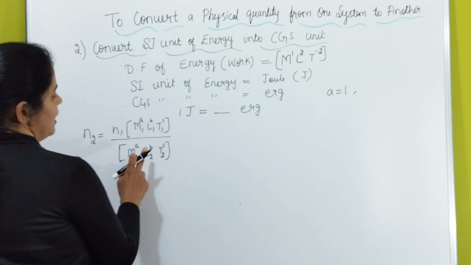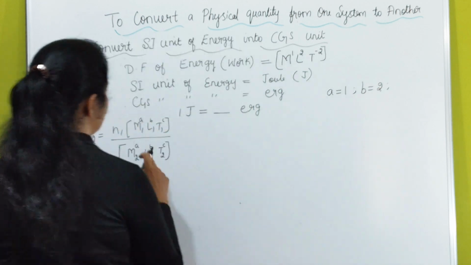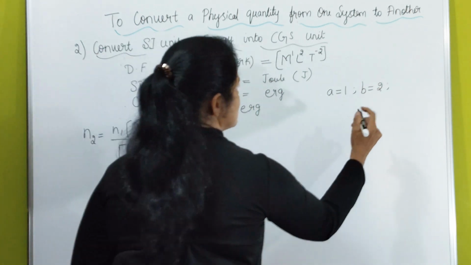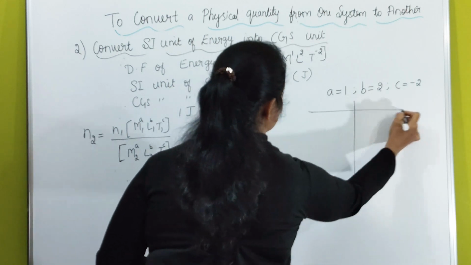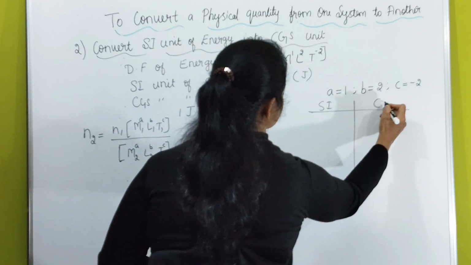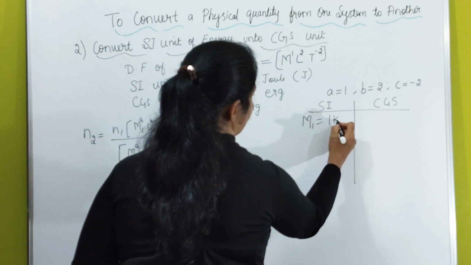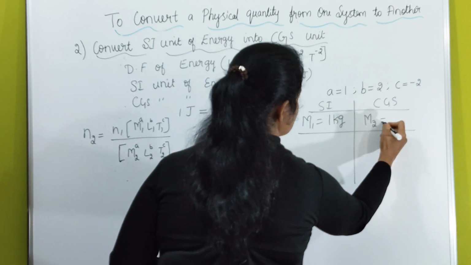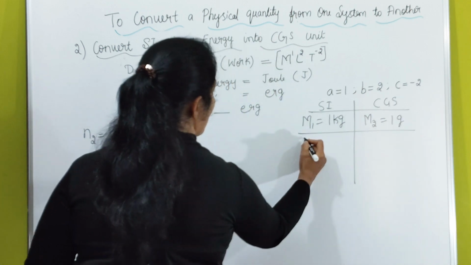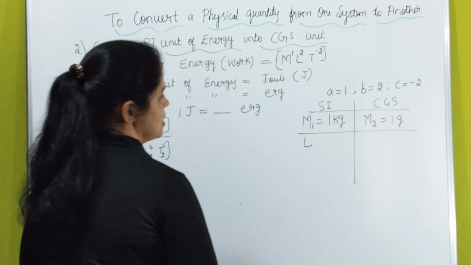L to the power B. That means here B is how much? It is 2. And T to the power C. C is how much? Minus 2. And here you write SI and CGS. In SI, M1 can be written as 1 kg. In CGS, M2 is 1 gram. Mass is kg in SI, gram in CGS.